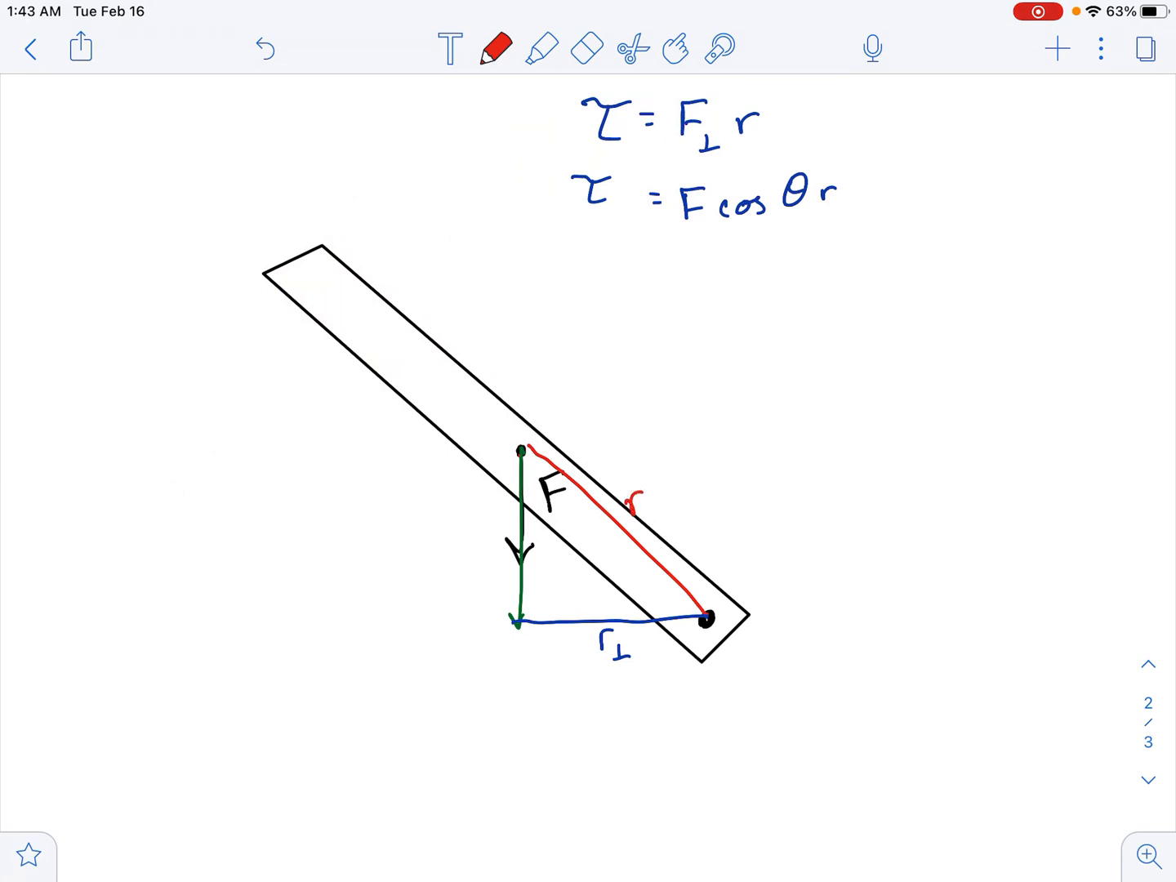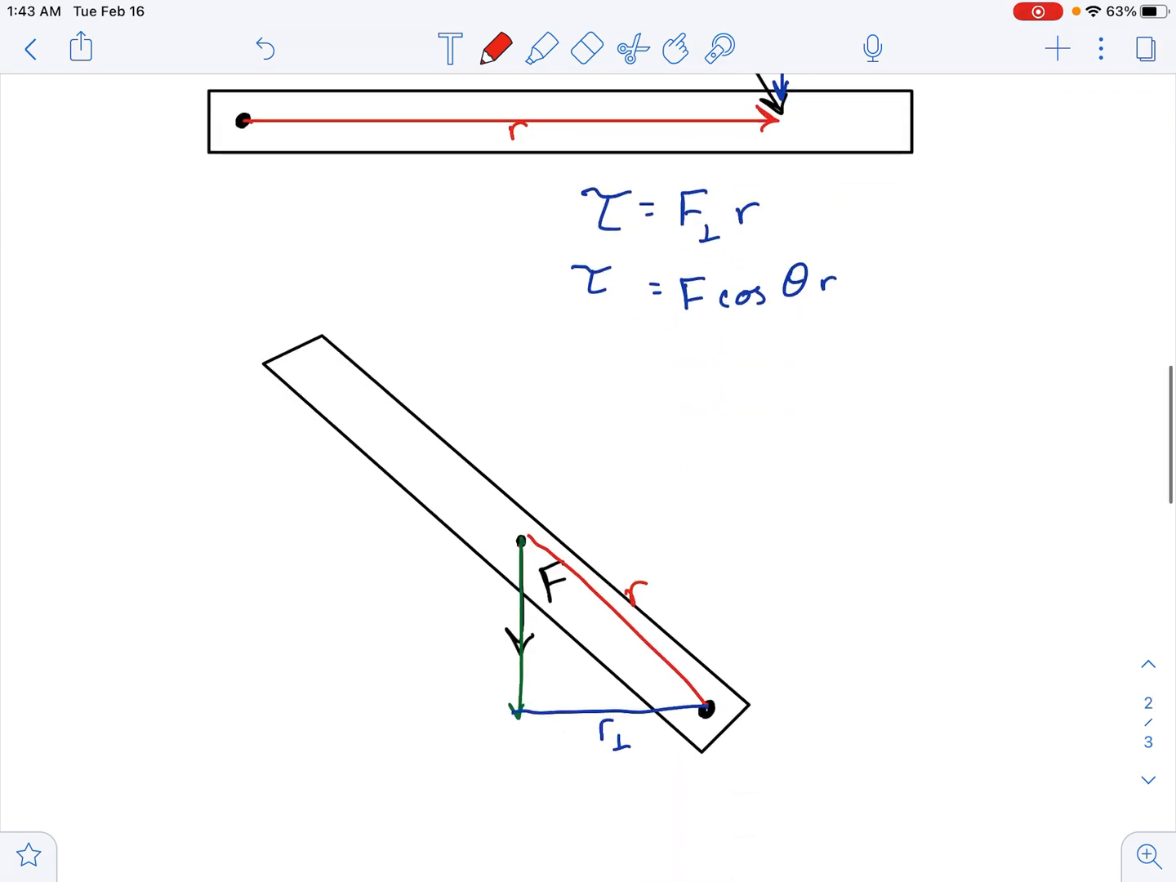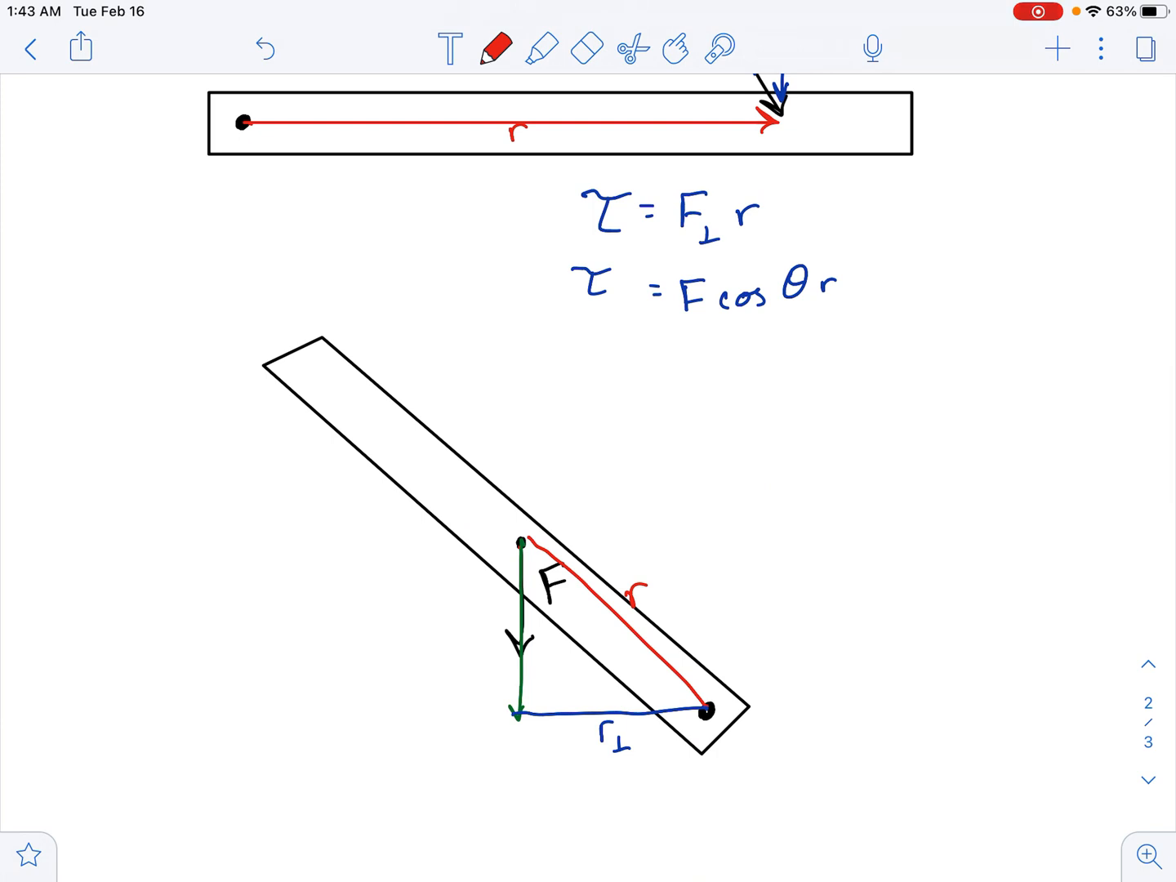If the red line represents the R, this would still be the same thing. It's going to work the same way. In this case, I'm going to use the entire force with the perpendicular of the radius. Up here, I'm using the entire radius with the perpendicular component of the force. We're going to practice these as we move forward with this. It still turns out to be the same, whether I use the perpendicular of the radius or the perpendicular of the force. The math is going to work out for us.